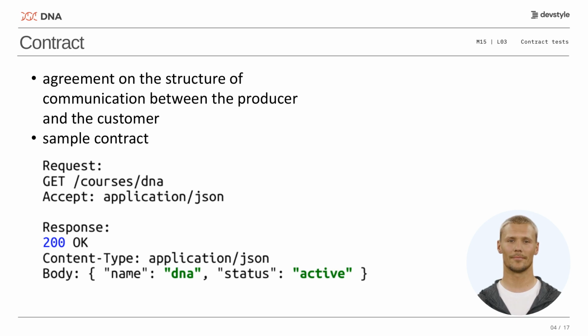What is a contract? The contract is a kind of agreement concluded between the producer and its clients. What can such an agreement look like? The server says that making an HTTP GET request to it, to the address /courses/DNA, with the Accept header with the value application/JSON, will make the server respond with the HTTP 200 OK status. It will reply with a Content-Type header equal to application/JSON and a response body that contains a name field with the value DNA and a status field equal to active.